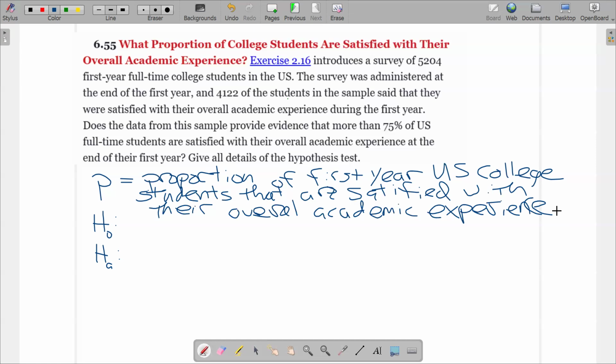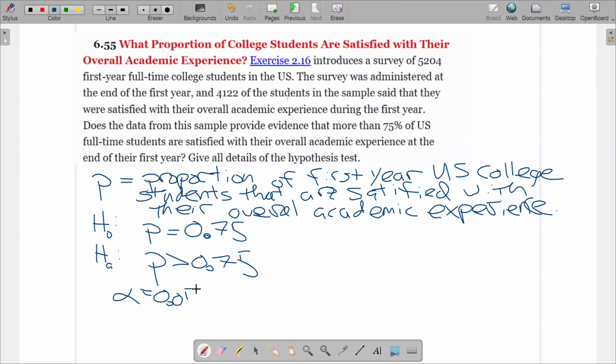All right, so hypotheses, the null hypothesis would be what? P equals 75%? Yeah, P equals, and we'll state it as a decimal, which is the typical way to write it. And alternative? P greater than 0.75. They don't state a significance level, so we'll just do the default. Alpha is 5% or 0.05.